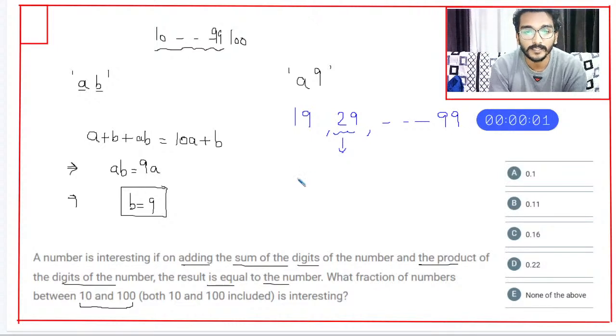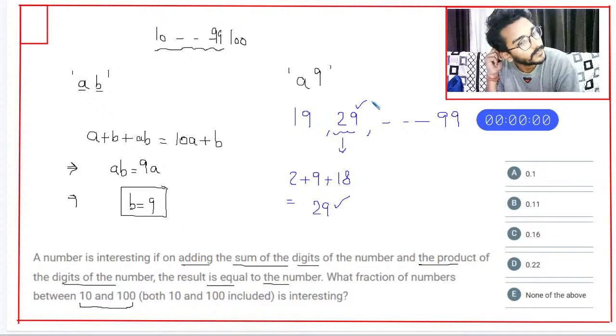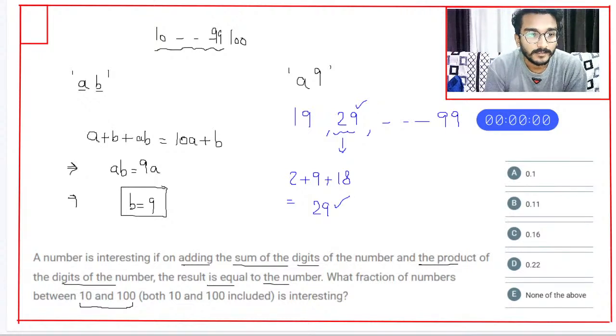Take 29 as the number. The sum of digits is 2 plus 9, which is 11. Their product is 2 multiplied by 9, which is 18. So when you add all of them, it is 29 itself, which is equal to the number itself. So it is verified.